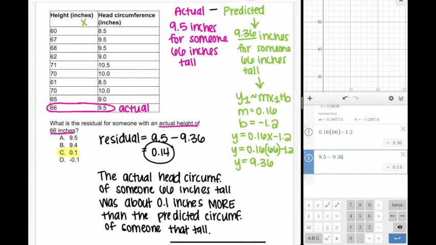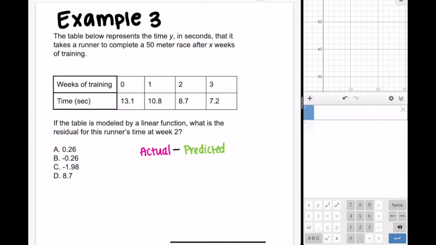So what this means is that the actual head circumference of someone 66 inches tall was about 0.1 inches more than expected, because this is a positive 0.14. Then that person was about 0.1 inches greater than the expected head circumference of someone with a height of 66 inches.